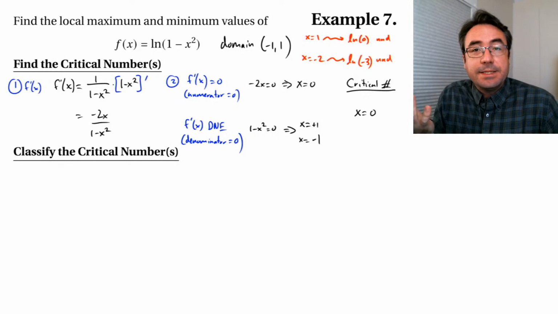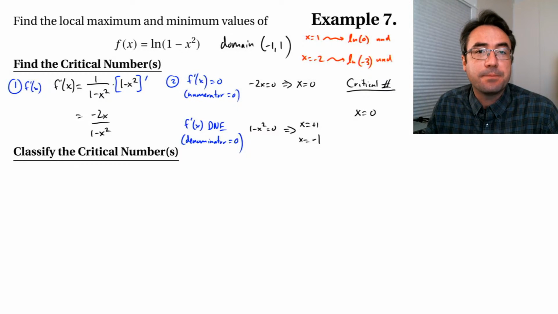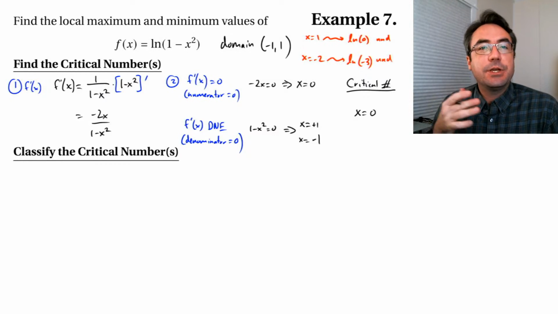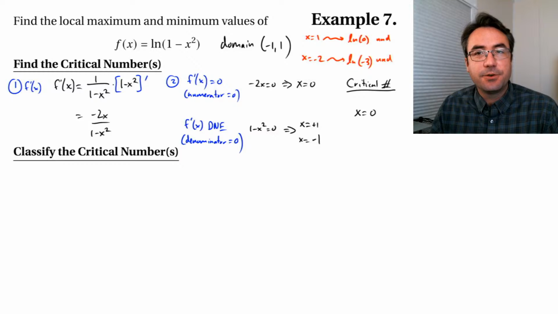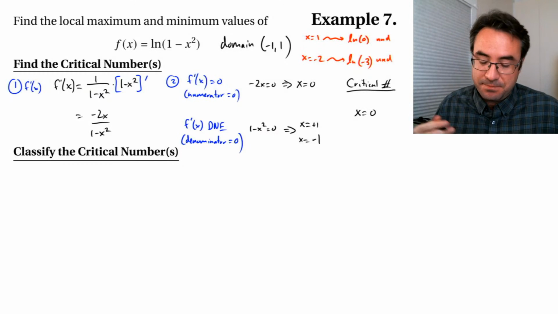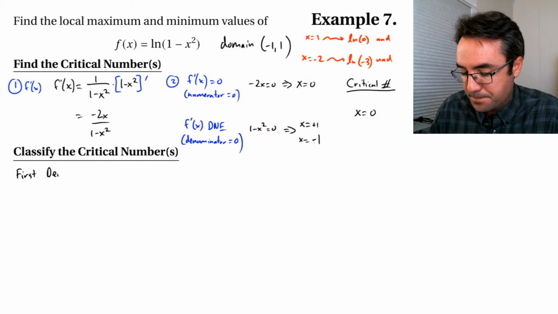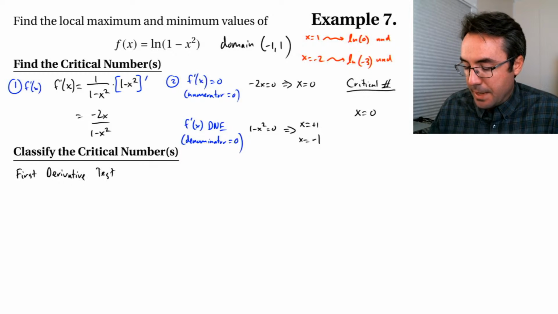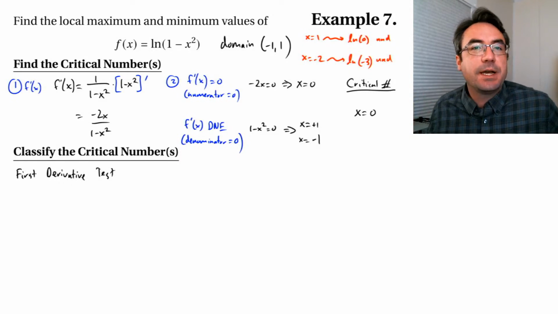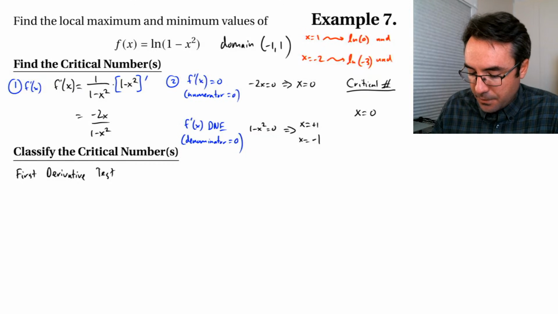And so we want to test it. We want to go through and classify: is it a max or a min, or is it neither? Like we said, you could do either the first derivative test or the second derivative test. We did the second derivative test, so let's do the first derivative test this time. This is where you do your sign chart for f prime, just like you're doing the intervals of increase and decrease. So let's write down our interval.